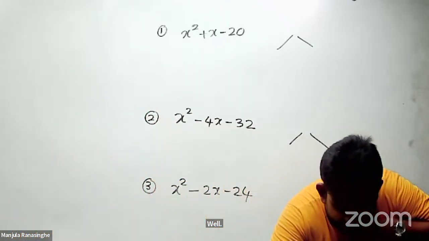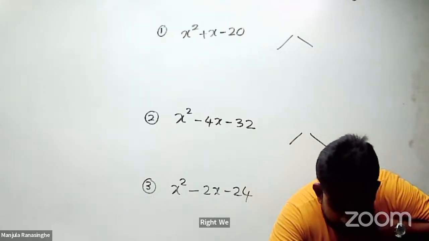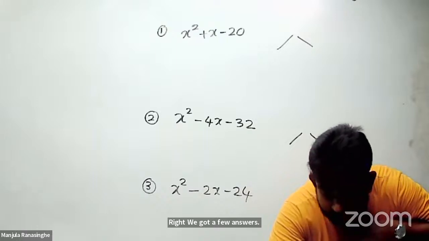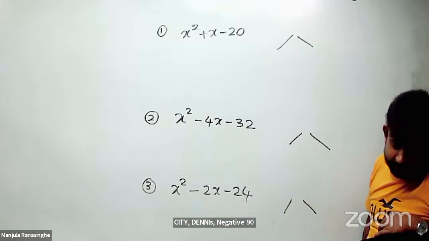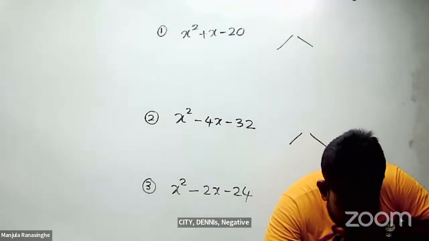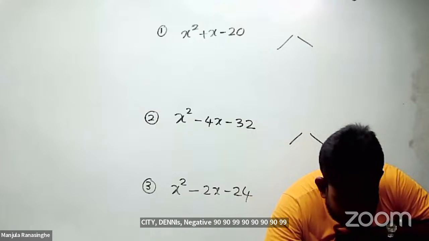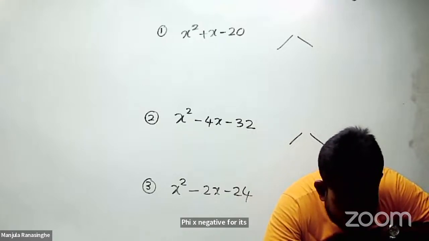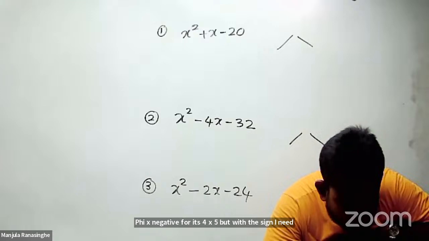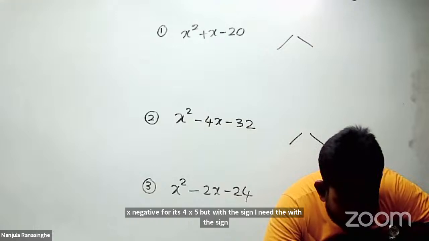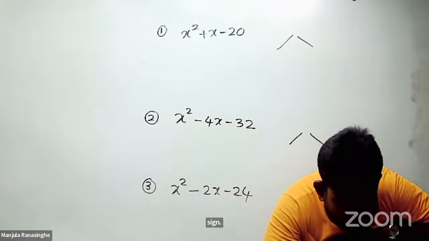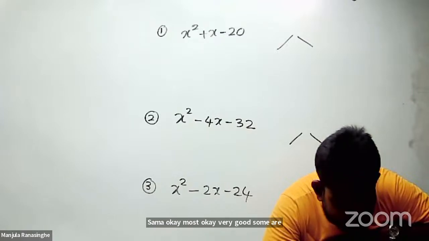Right. We got a few answers. Positive 10x, negative 9x. 10x, 9x. 5x, negative 4x. 4x, 5x. But with the sign I need, with the sign. Some are okay, most are okay, very good. Some are having a bit of an issue yet.